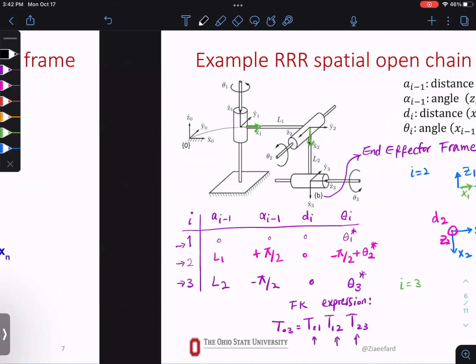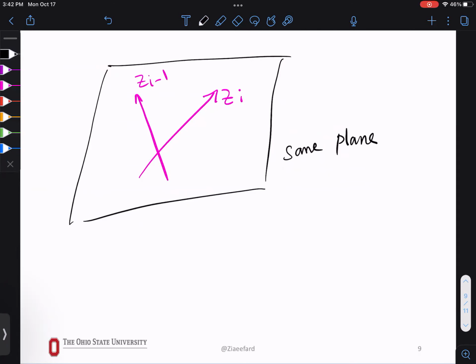Now, when you have this scenario, which way is the x axis? We need to find a common normal between them. So these two coincide, right? Where is the x axis? It has to be normal to both of them. Either one's fine. You just have to show that it is 90 degrees to both of them. It could be in this direction, could be in this direction.